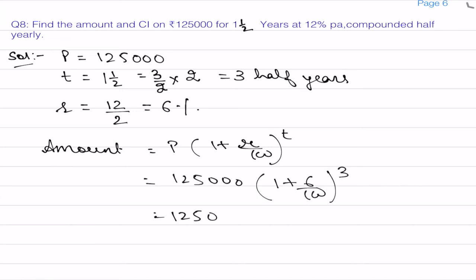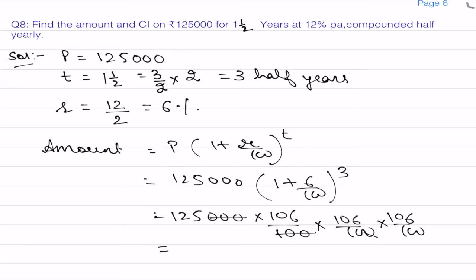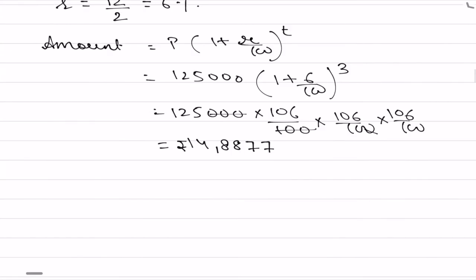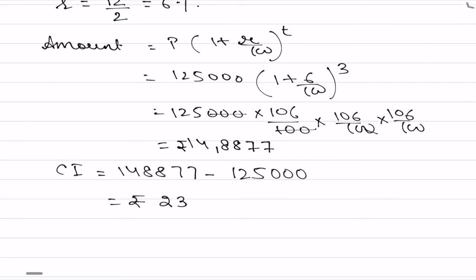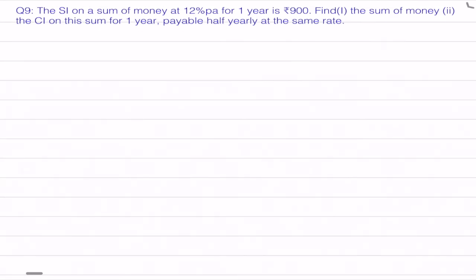So after substituting the values and solving, we can see that the value of the amount is 1,48,877 rupees. This is the value of the amount, and the compound interest is the same, that is amount minus original principal, that is 1,25,000. So after subtracting, we'll see that this is rupees 23,877.